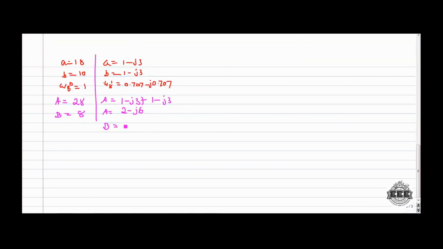Okay, so here A minus B means A value is 1 minus j3, and then minus, so minus 1, minus into minus plus, plus j3, into your twiddle factor value 0.707 minus j 0.707. What do you get here? Minus 1 plus 1, minus j3 plus j3 will be 0. So 0 into your twiddle factor value will also be 0. Therefore, the B value is going to be 0.